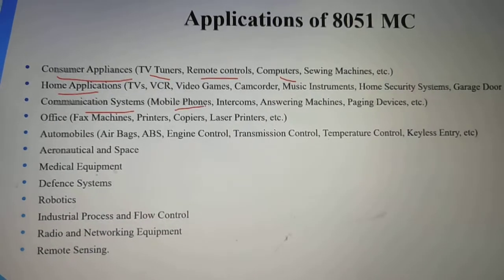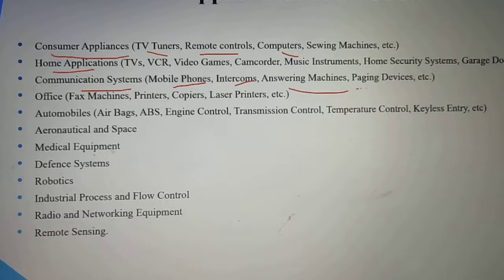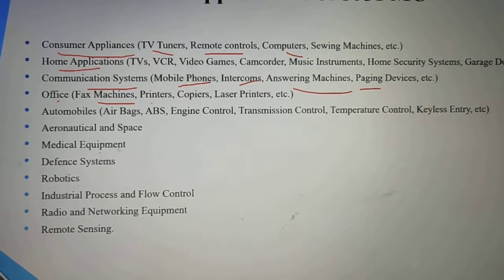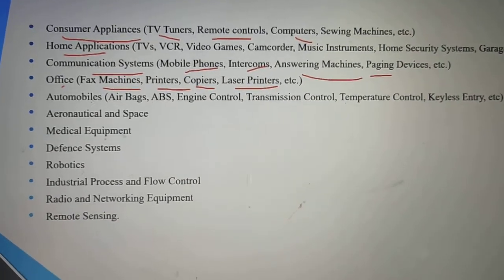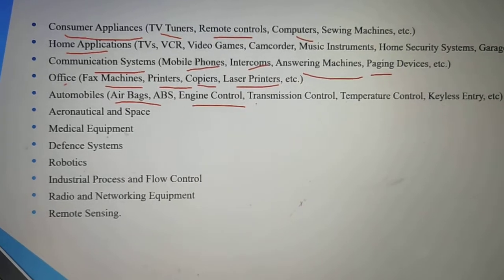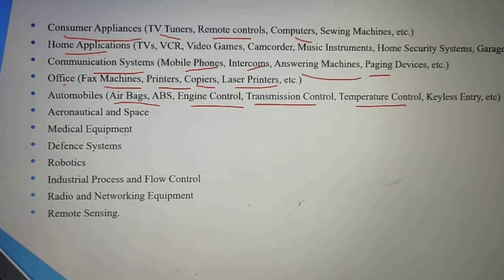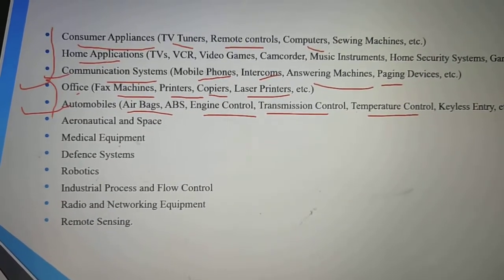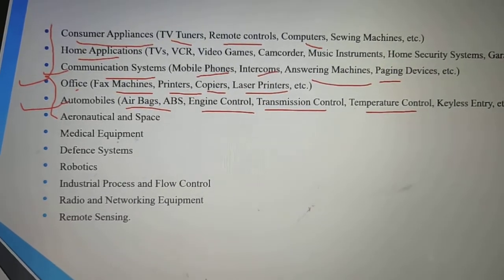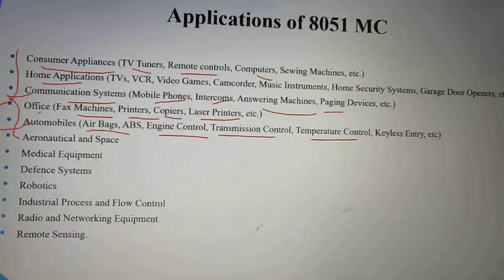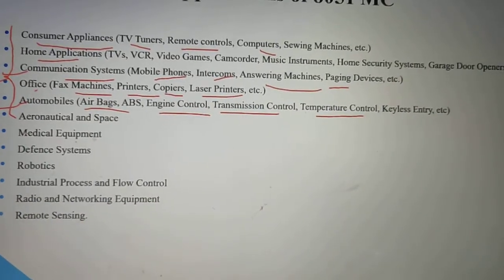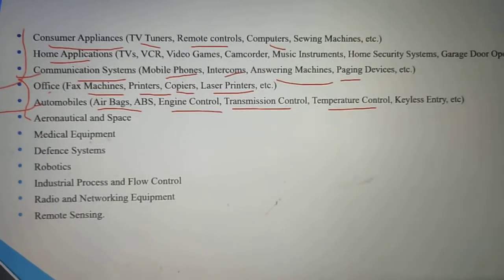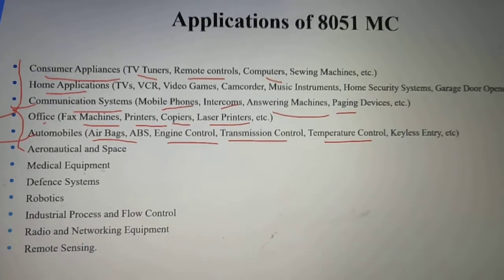Communication systems include our mobile phones, intercoms, answering machines, and paging devices. Office equipment includes fax machines, printers, copiers, and laser printers. Automobiles include airbags, engine controls, transmission control, temperature controls, and keyless entries. So in offices, communication systems and all these places we use the microcontroller. Aeronautical and space applications, and medical equipment also run with the microcontroller. Robotics is a trending one. Then industrial process and flow control, radio and networking equipment, and finally remote sensing. All these are the applications of the 8051.